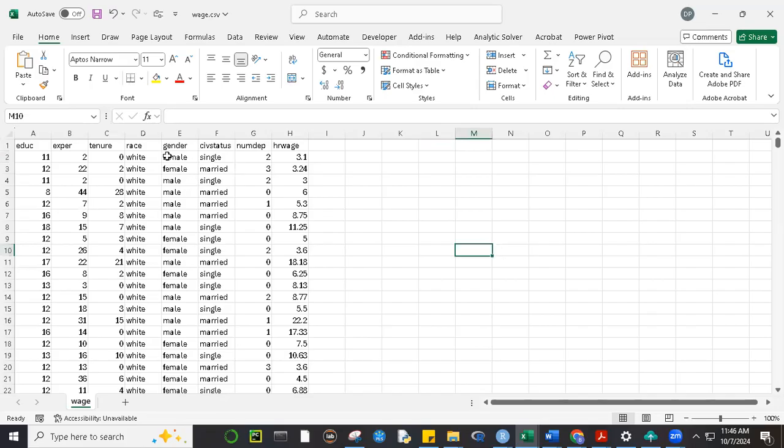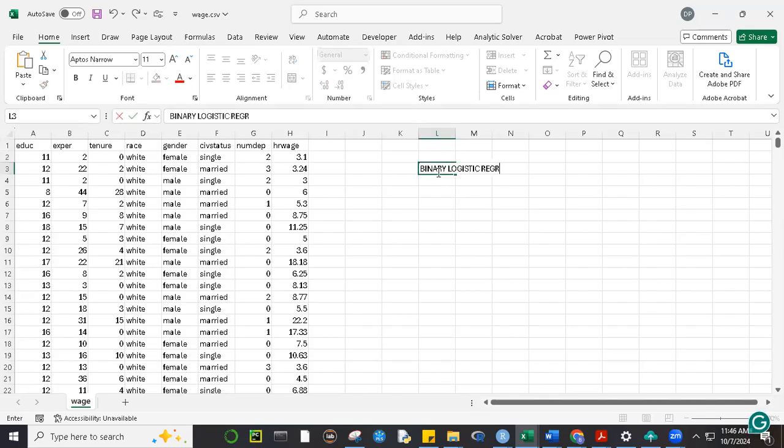If there are more than 2 classifiers, then you cannot choose binary. So the first one is binary logistic regression. This is when your dependent variable is a factor with two levels. If it's a factor with several levels, then you will not be able to use binary. You'll be using multinomial logistic regression.